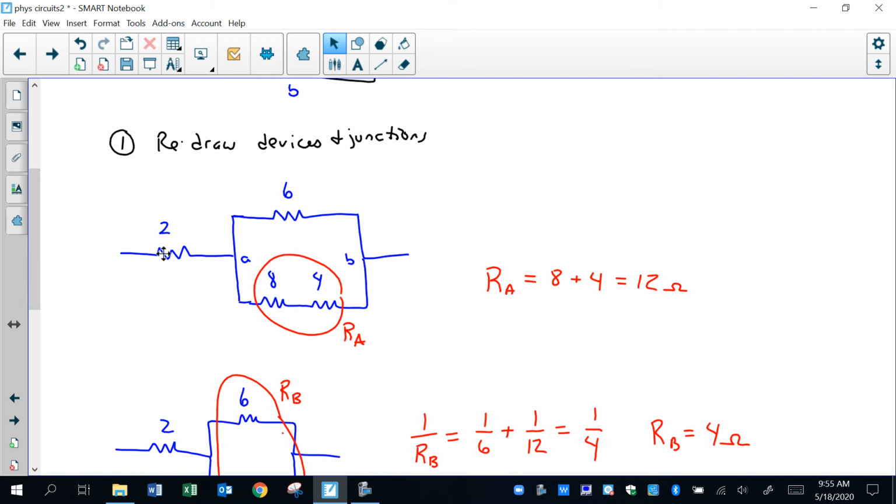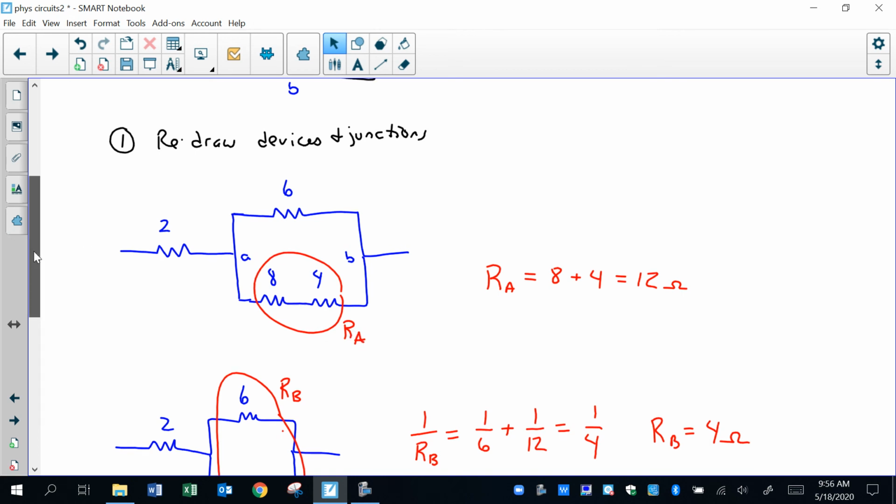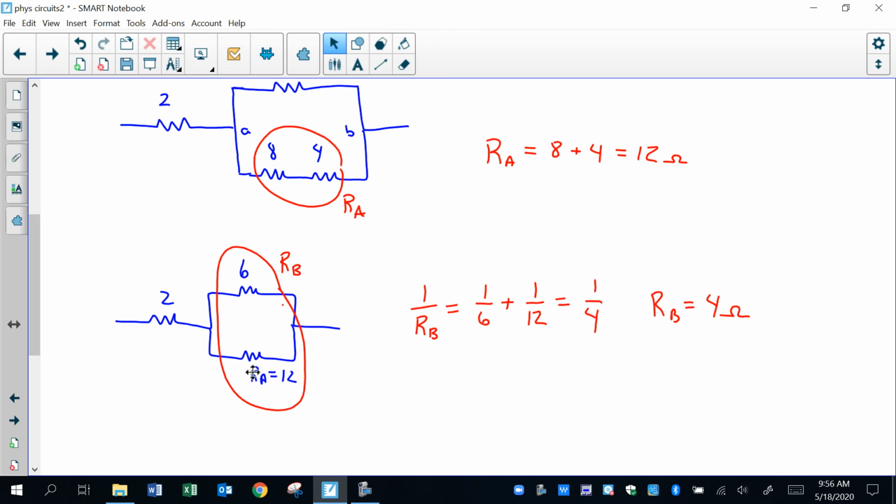I have a series with a parallel with the series inside. This is the smallest thing right here. So I add them up, 12. I call that RA. I use letters personally: RA, RB, RC. So there's RA. And I literally redraw. Since this one is calculated, I call it RA, is 12. Now I can connect these two in parallel.